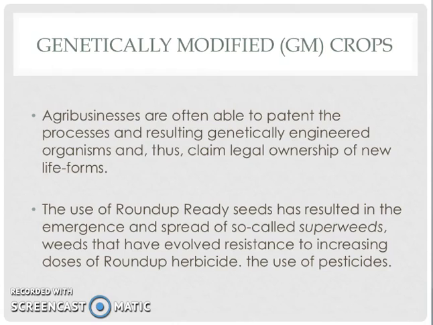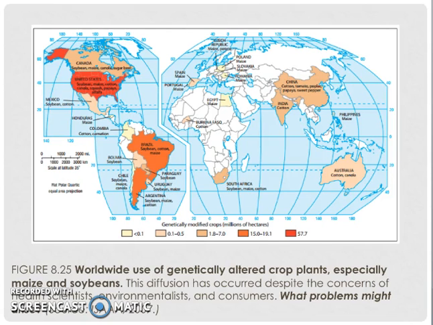Agribusinesses are often able to patent the processes and resulting genetically engineered organisms, and then claim legal ownership of new life forms. The use of Roundup-ready seeds has resulted in the emergence and spread of so-called superweeds. These have resistance to increasing doses of Roundup herbicide, and the use of pesticides increases from there. Here we have worldwide use of genetically altered crops, especially corn and soybeans. The diffusion has occurred despite concerns of health scientists, environmentalists, and consumers. What problems might arise? How can these be so rapidly expanding when there's so much public resistance?